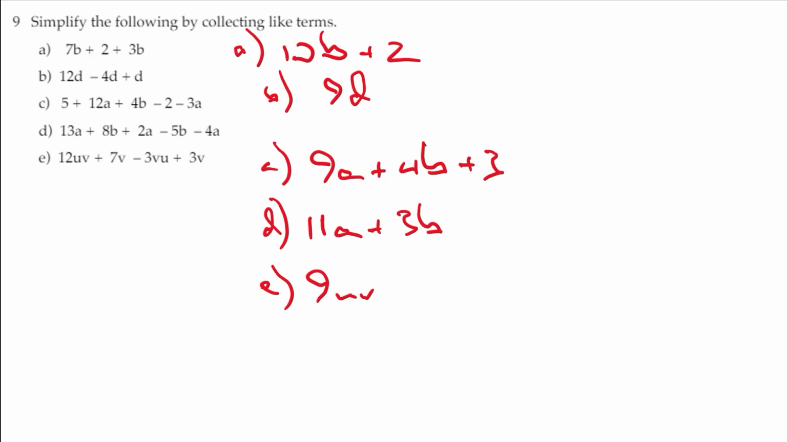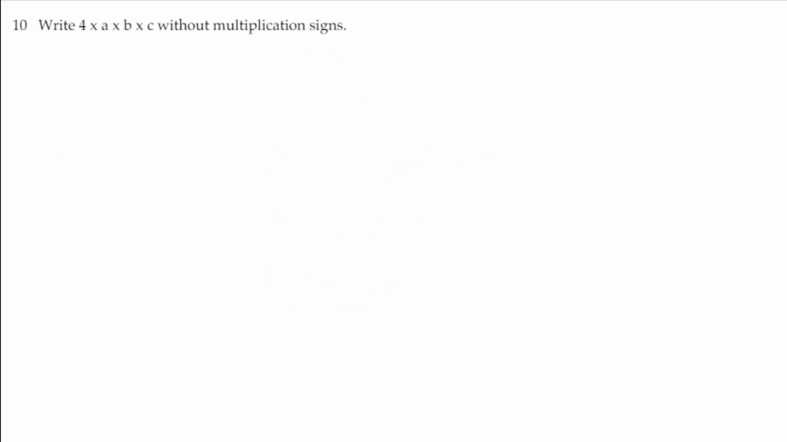And then we have just v's, started with 7, added another 3, plus 10v. Now, we can't just add our 9 and our 10 because uv is different from just v. So we can't add those together. We have to keep them separate. So 9uv plus 10v.